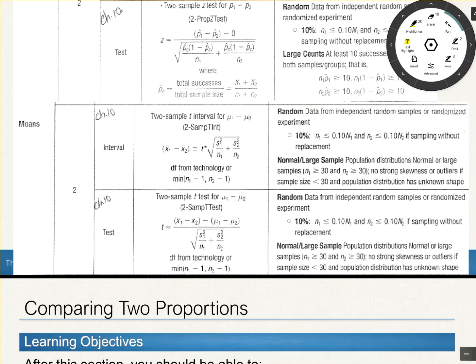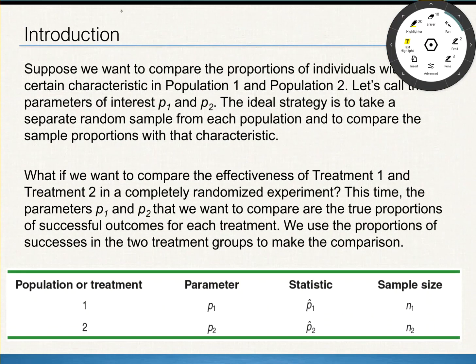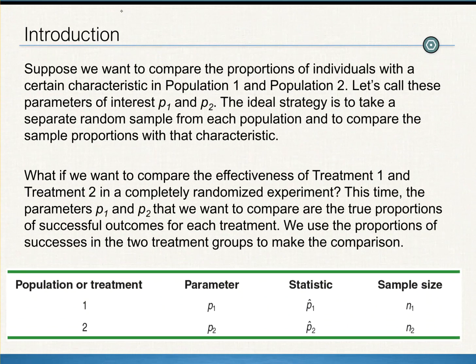so here's all the formulas and whatnot, but let's not worry about that right now. So basically, this section is all about, suppose we want to compare the proportions of individuals with a certain characteristic in population 2. For instance, we might want to see whether a drug that's supposed to reduce heart attacks works or not. So population 1 might be given that drug, and population 2 might be given a placebo. What we're trying to do is compare the two populations.